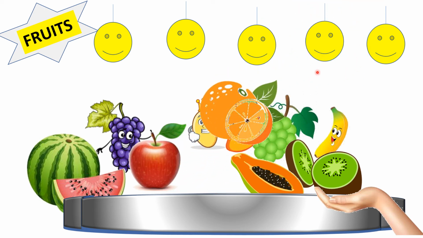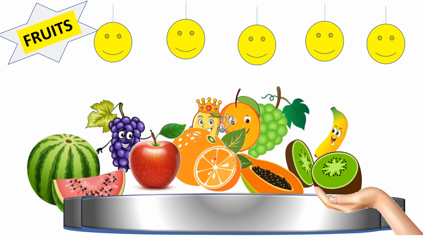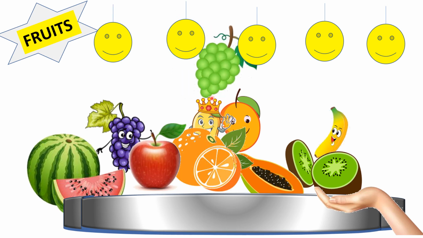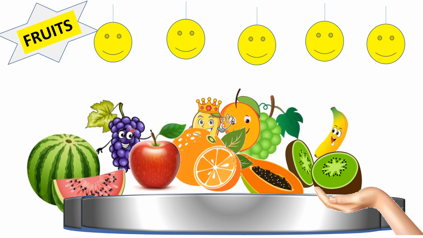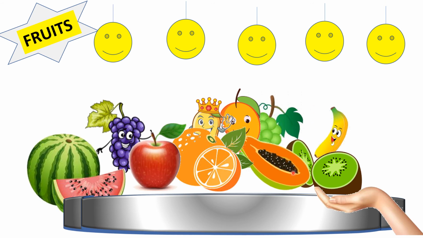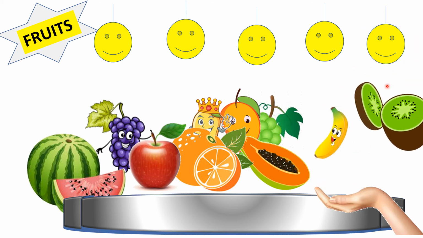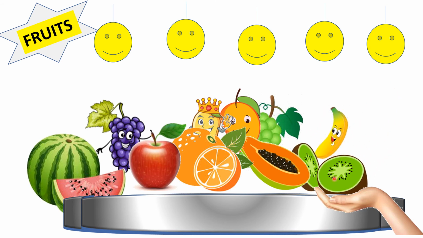Next we have orange, juicy, juicy orange. And what is the color of the orange? It's orange color. Next we have green grapes. Here we have black grapes. Here we have green grapes. Then we have papaya. Papaya is also very good and it has so many small seeds. And this is kiwi. Kiwi from inside is in green color. And then we have banana, my favorite banana.